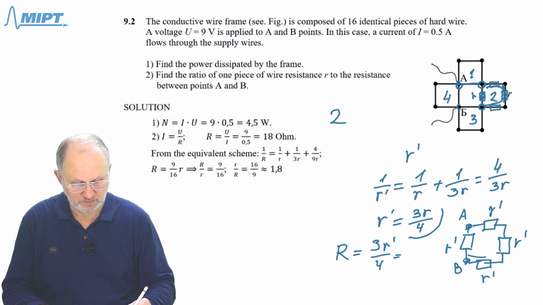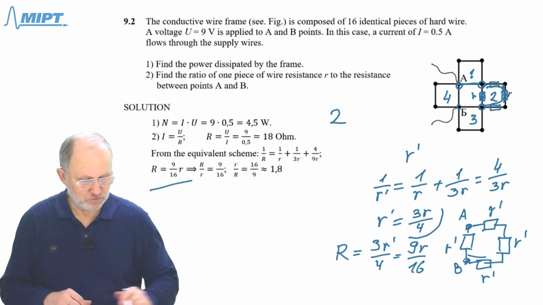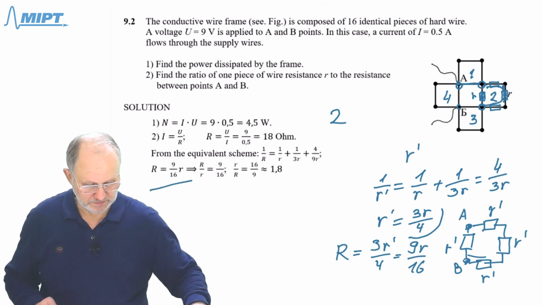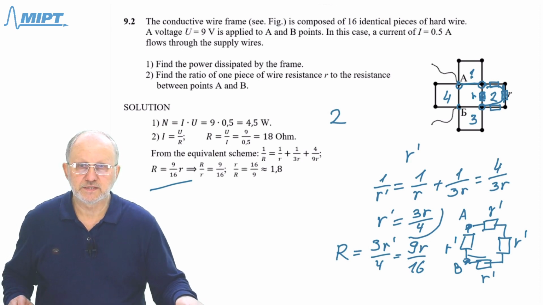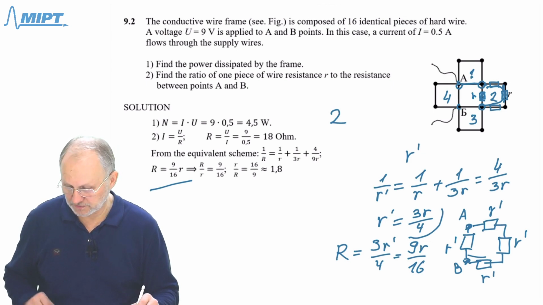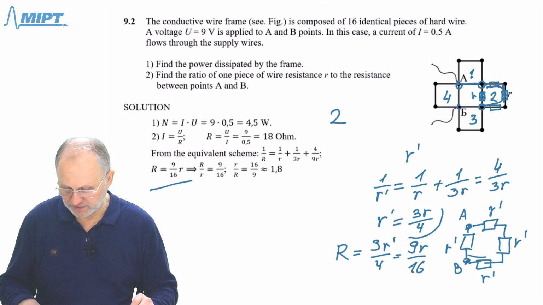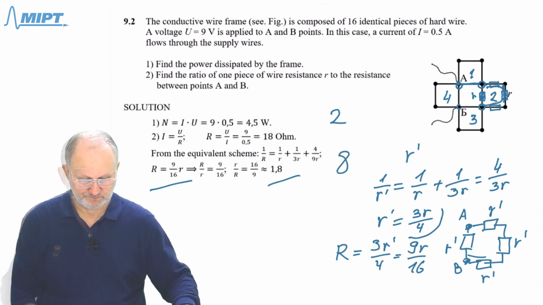So it may be expressed in terms of R. It will be 9R over 16, which is shown here in this solution. I just made a detailed calculation of this result. So the second answer to this problem is somewhat more complicated than the first question, and if you have obtained the correct answer to the second question, you will get 8 points for it in this problem.